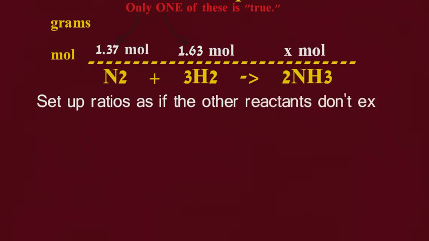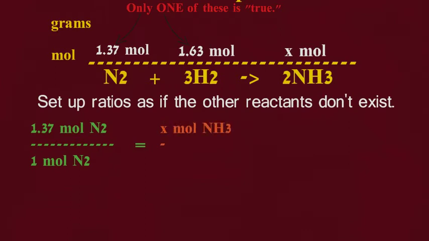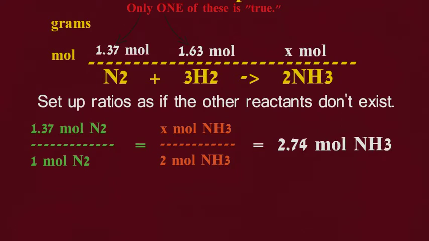So we're going to do our two ratios. We're going to do this twice. 1.37 moles nitrogen gas over on the brim of the hat, 1 mole of nitrogen gas, that you get from the balanced equation, equals, it must be an equal sign, X moles NH3 over 2 moles NH3. What's on the bottom is under the hat. Solve for this, and you get 2.74 moles NH3.